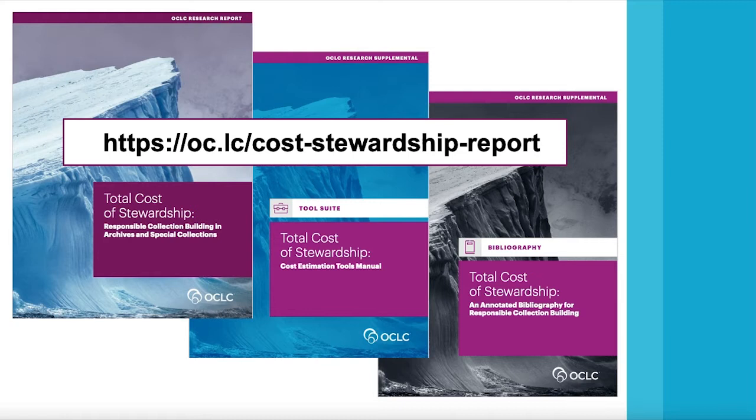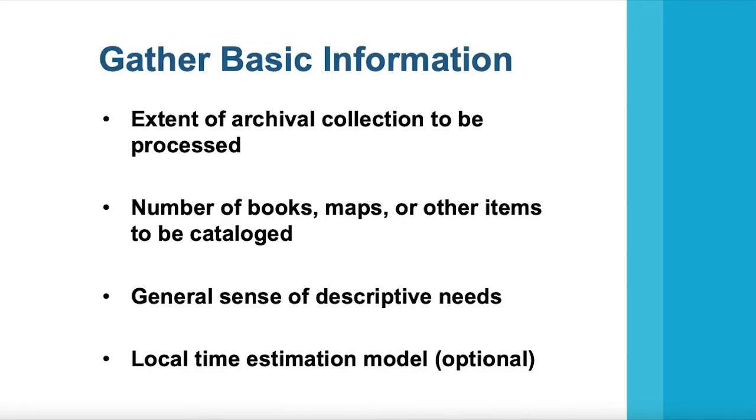If you haven't already, the first step to using the Quick Cost Estimator is to download it from this URL. It is a Microsoft Excel file. Before you start entering data in the tool, you'll need to gather some basic information. The Quick Cost Estimator takes information about extent that you enter and uses it to calculate an estimate of cataloging and archival processing hours. So before you begin, you'll need to know the extent of the archival collection you wish to process, or the number of volumes or items you wish to catalog.